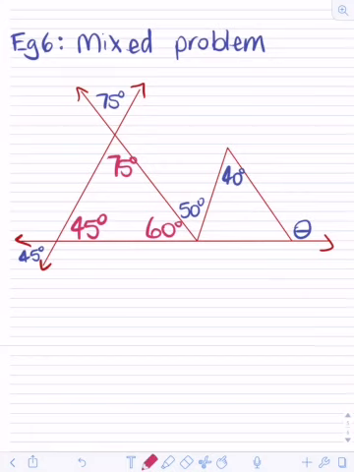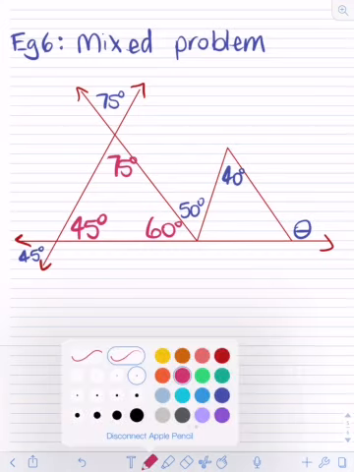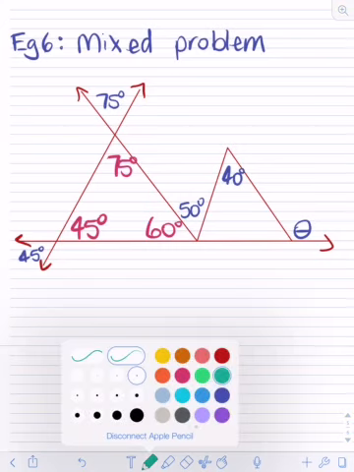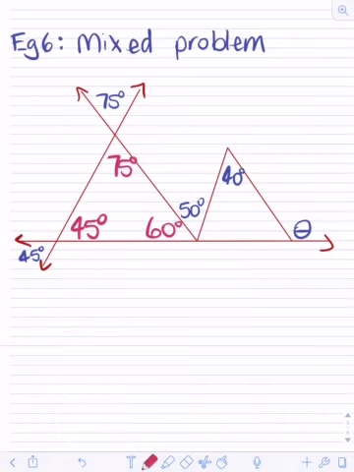Now we say, okay, what can we do next to try and get to theta or figure out what theta is? If I look very carefully, I can see that this here is a straight line because I have the vertex of an angle. So I can say, okay, that all has to equal 180. I already have 60 and I already have 50 and then I have an unknown here. So 60 plus 50 is 110. How much more do I need to get to 180? I need another 70. So that's going to equal 70 degrees over there.